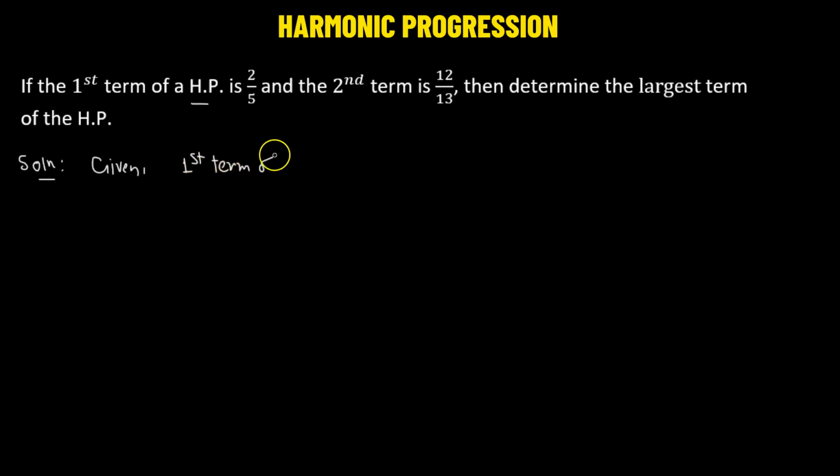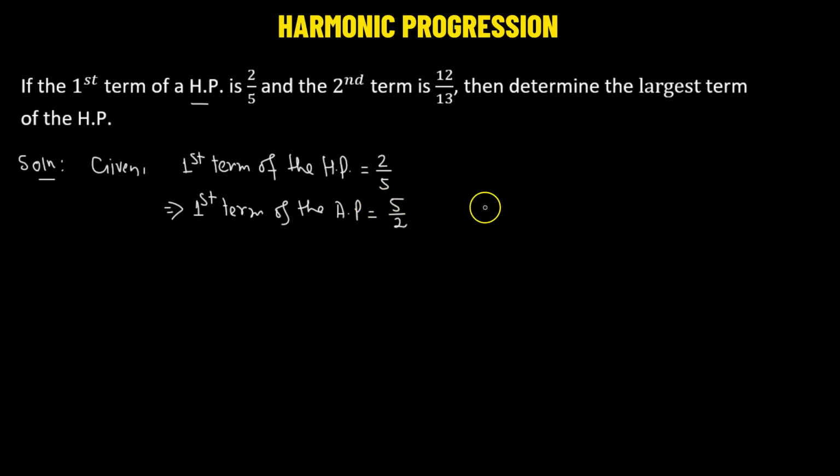Now, since it's given here that the first term of the harmonic progression has a value 2 over 5, if we know any term of a given harmonic progression, then we can also find the corresponding term of the arithmetic progression. All we have to do is take the reciprocal. So that will become 5 over 2. And then we are also provided with the second term of the harmonic progression, which has a value of 12 over 13.